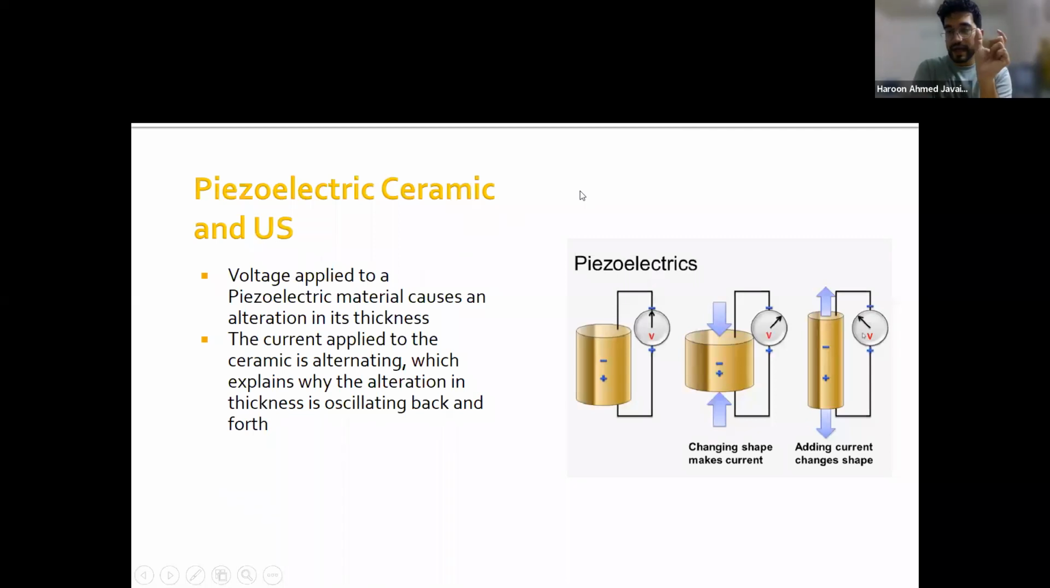This same material will serve as both a source and a detector. When it serves as a source, when we are producing X-rays, what's happening? We apply a current through this, and electrical energy changes to sound energy. It vibrates and generates an ultrasound.